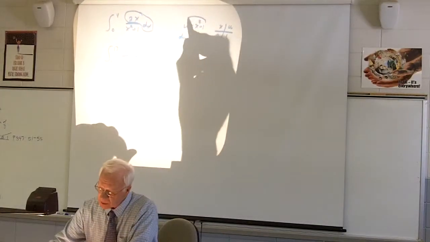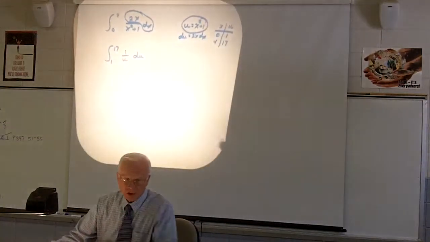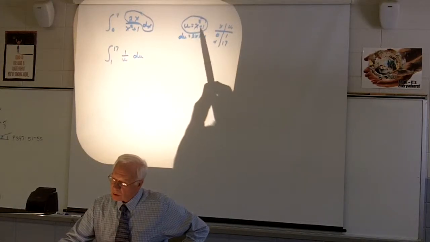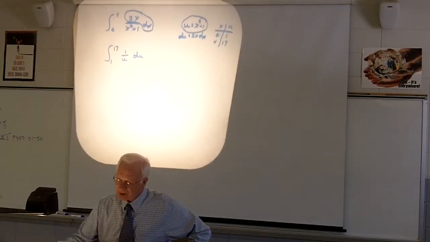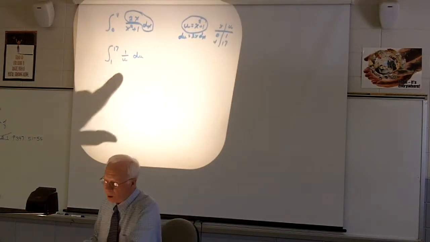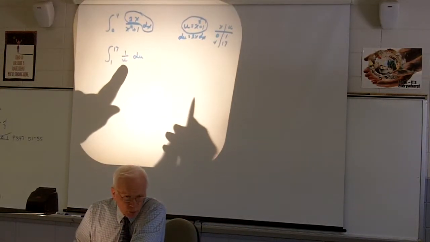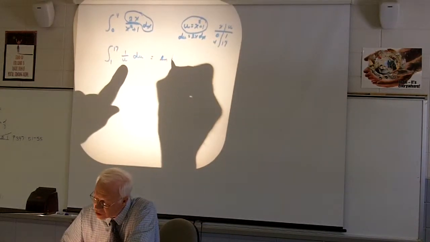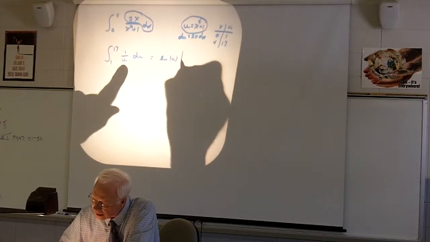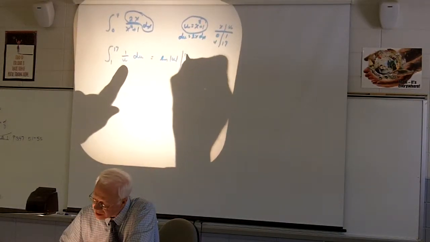So, this is what I said was true. If x is 0, then u is 1, and when x is 4, it's equal to 17. What's the antiderivative of 1 over u? ln u. Yeah, so this is going to equal ln of u, but it has to be absolute valued, and we're going to evaluate it from 1 to 17.